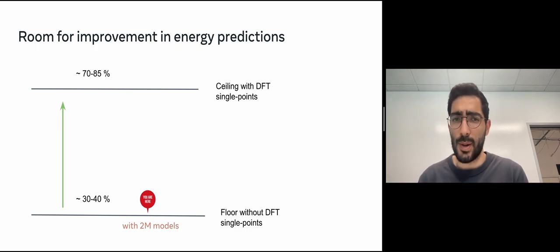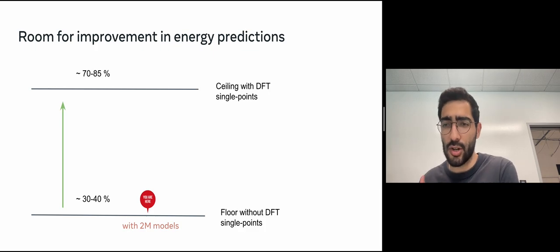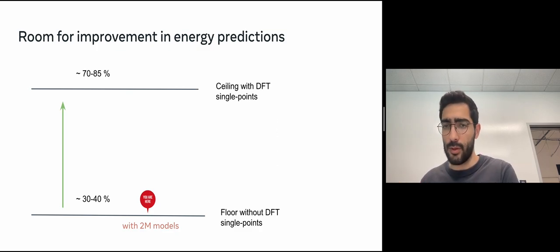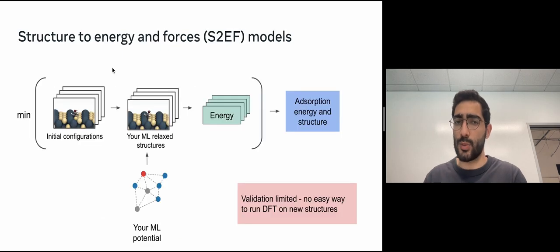Now, the question here is probably, okay, 70 to 85% is great, but what if I'm really trying to secure my position or to really win this competition? And you may think that, okay, maybe I need better ML relaxed structures. And if I want to go beyond 70 to 85%, that's what it comes down to.